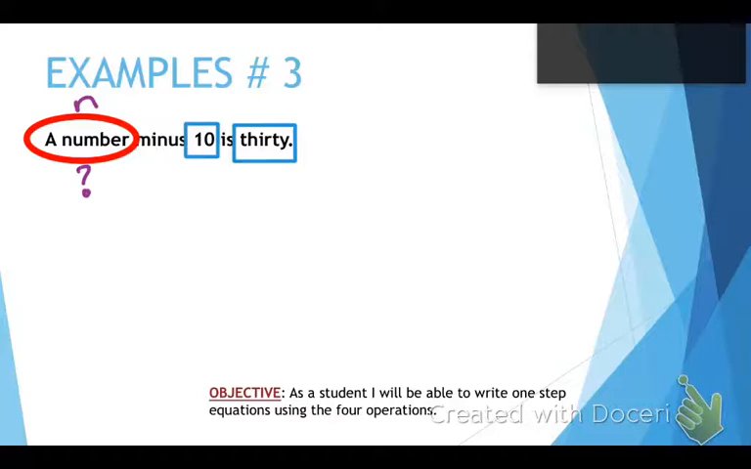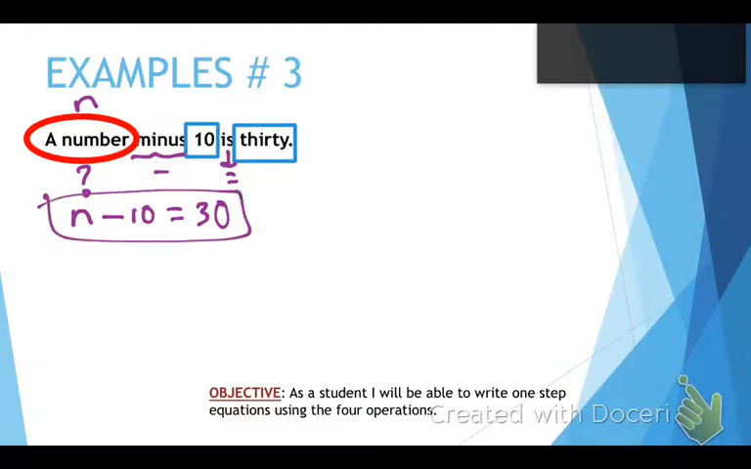That's the unknown. What operation are we going to do? Well, we have minus, which is simply there. And we have our is, which we know equals an equal sign. Look at that. So a number, so we have a number minus 10 equals 30. Very simple. This should be very, very easy for you. N minus 10 equals 30, and you could solve that one once again, which is nice, and that would give you 40.